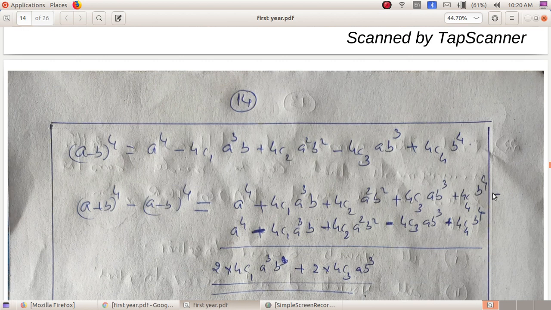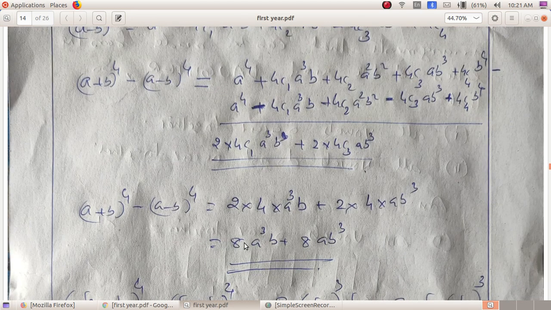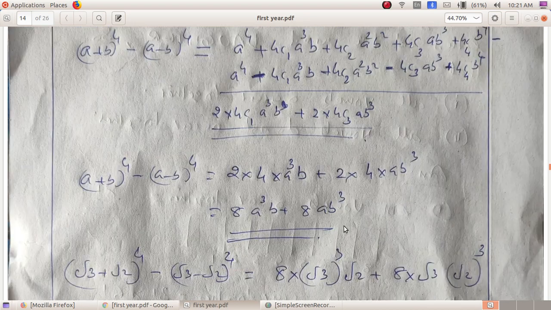4C3 a b cube minus, then plus, 2 times, 2 into 4C3 a b cube. So this is cancelled. 4C1 a cube b minus, then minus plus of, then 4C1 a cube b plus 4C1 a cube b, 2 times. 2 into 4C1 a cube b plus 2 into 4C3 a b cube. This is the answer. 2 into what is 4C1, 4, a cube b plus 2 into 4C3, 4, a b cube. That is 8 a cube b plus 8 a b cube.